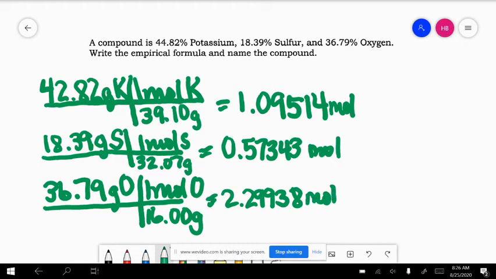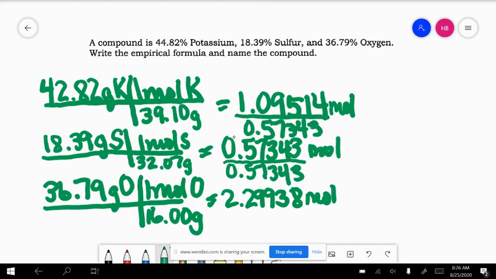So now I have them in moles, and now I can compare them. Anytime I say comparing in chemistry class, I mean dividing. So I'm going to find which one has the smallest molar quantity. And in this case, that's sulfur. And I'm going to divide each of them. We compare by dividing by the smallest. Each of them will be divided by that 0.57343.